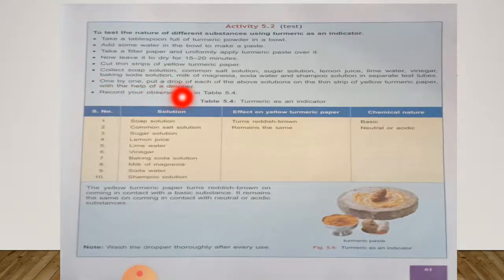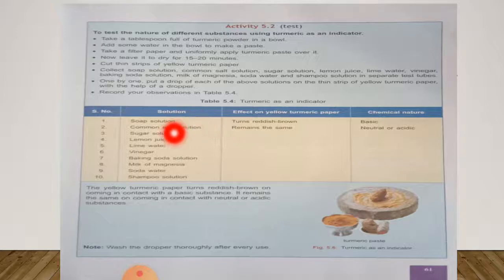One by one, put a drop of each of the above solutions on the thin strip of yellow turmeric paper with the help of a dropper. Then record your observation in table 5.4.